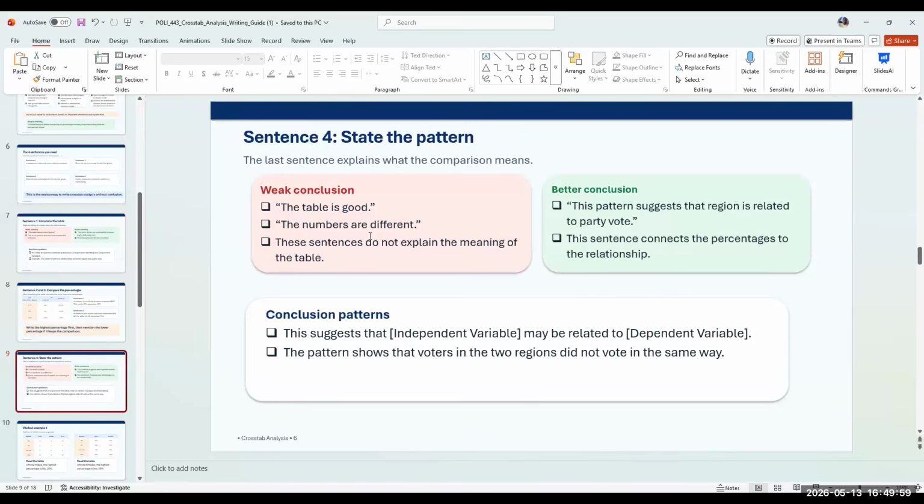So this suggests that, or the pattern shows that the voters in the two regions did not vote in different ways. And that the NPP did well in the Ashanti, while the PNC did well in the northern region.